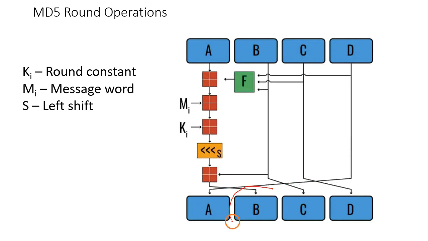So the only change here is the value of B, which is the result of all these operations. This is the overall thing which happens in each round. So this is about the MD5 algorithm. Thank you.